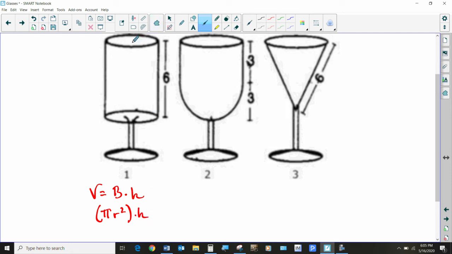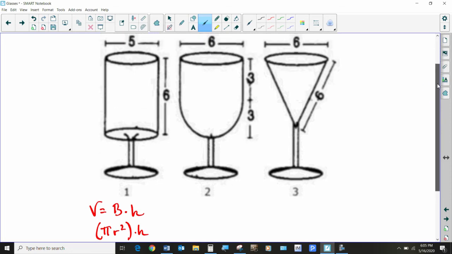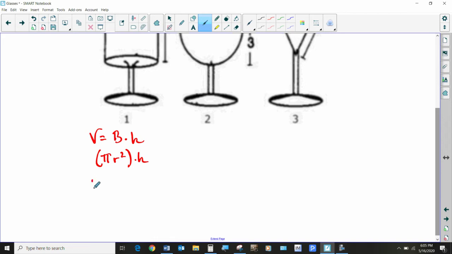What is our radius? If the diameter is 5, what is half of 5? Looks like the radius is going to be 2.5. And what is the height? The height is 6. So plug those numbers in. You're going to take pi times 2.5 squared, multiply that times 6, and you will have the volume of that cylinder.